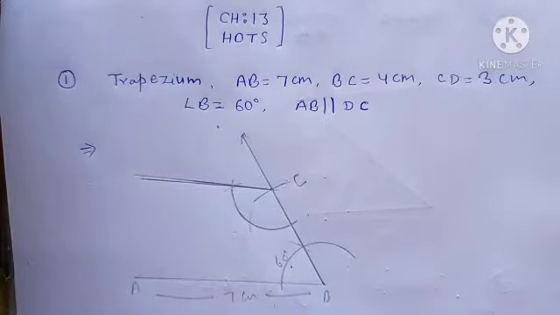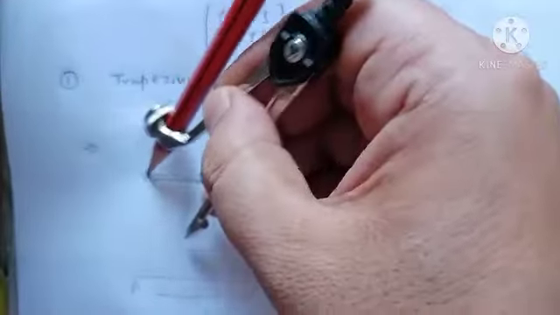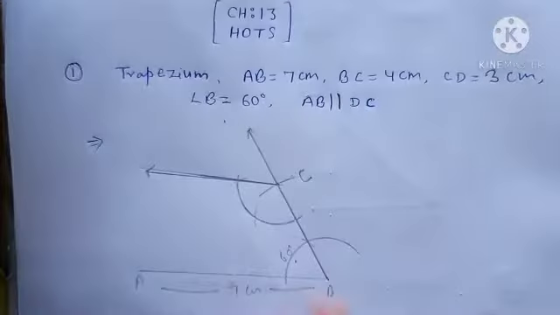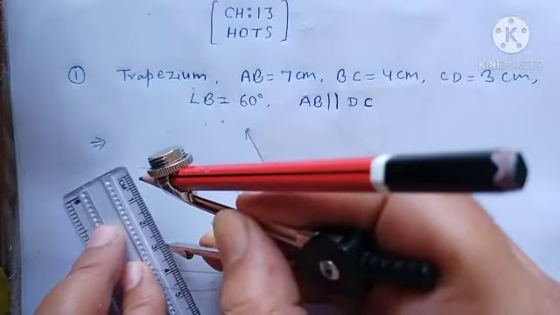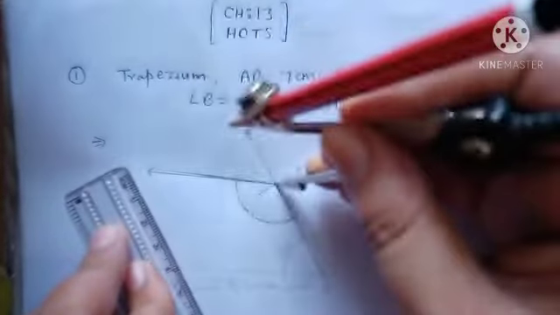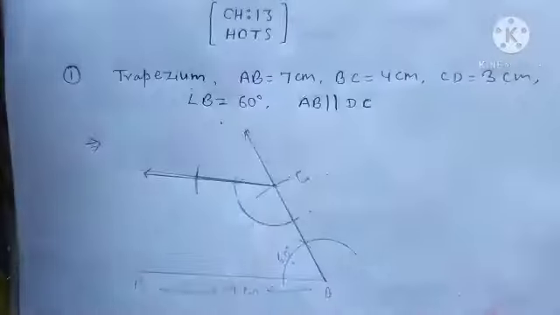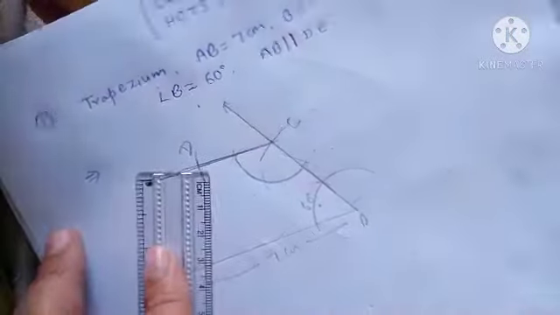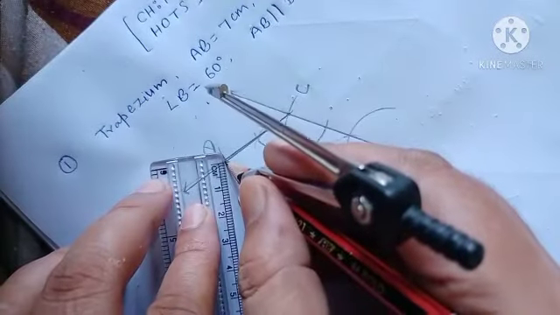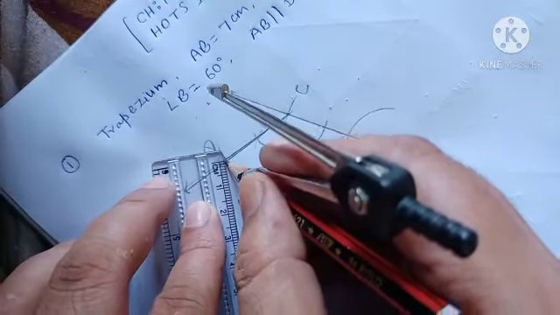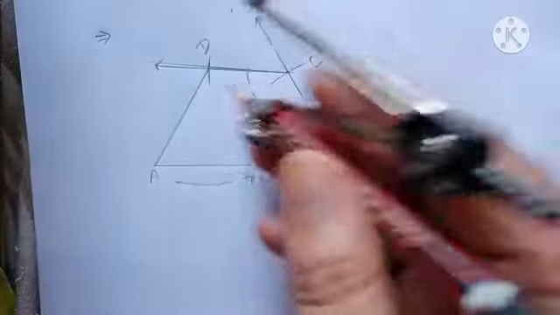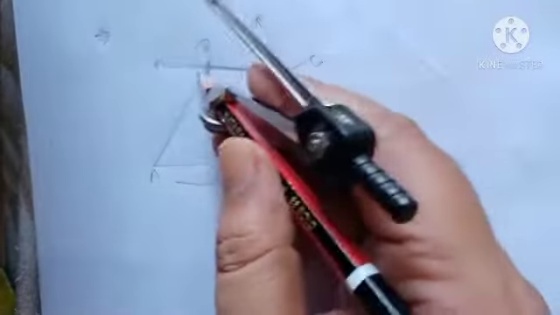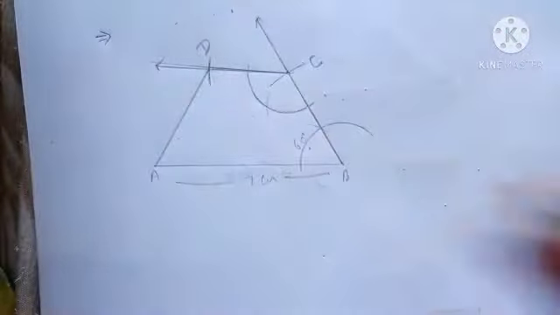So we have to cut off this ray at 3 centimeter. So we will have to take 3 centimeter as radius. So we will take 3 centimeter as radius, and this is the point D. Now join AD. Okay, this is the required trapezium. This one is the required trapezium ABCD.